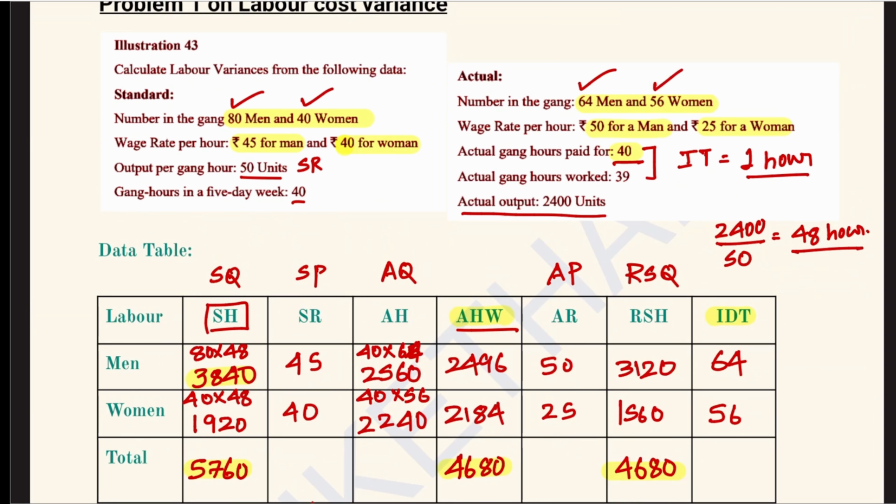Actual gang hours worked is only 39. So 1 hour is the idle time. So 1 into 64 men, 1 into 56 women, I get both idle times. Actual hours worked is actual hours minus idle time. So that I have got.